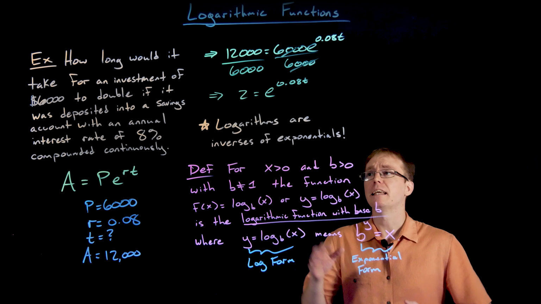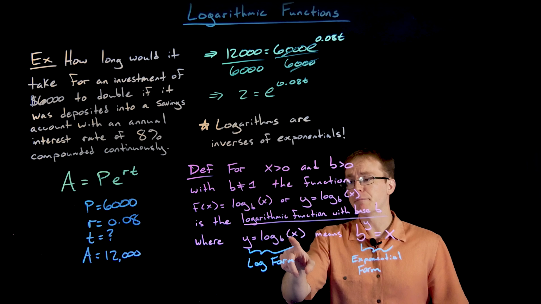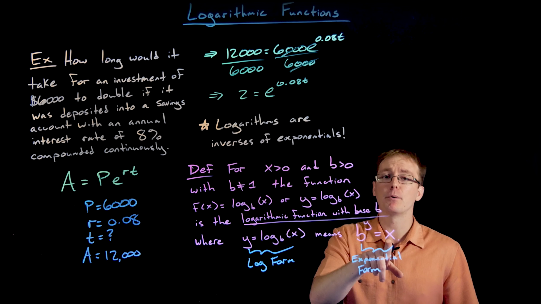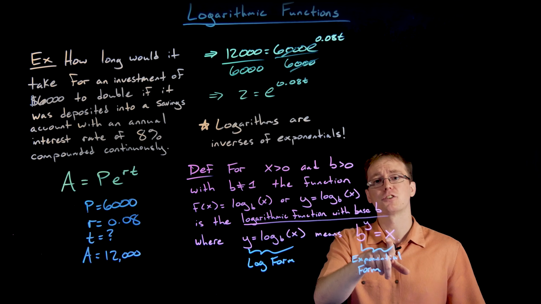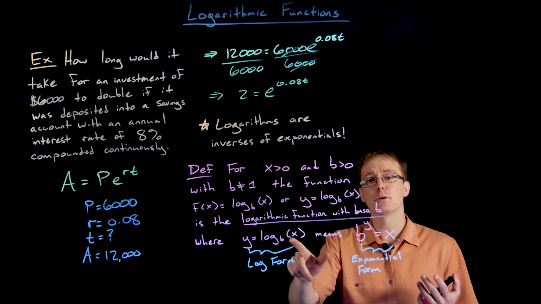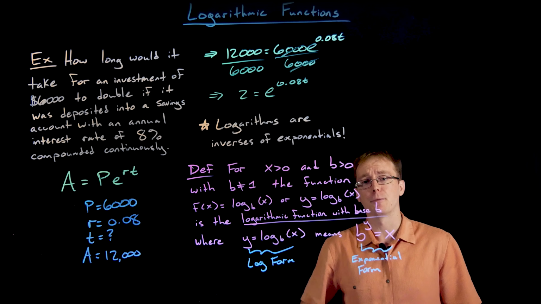It comes back to this inverse relationship between logarithms and exponentials. The input of the inverse function is the output of the original function. And so the output of our exponential functions are always positive, meaning the inputs of our inverse functions, or logarithmic functions, also must be positive.